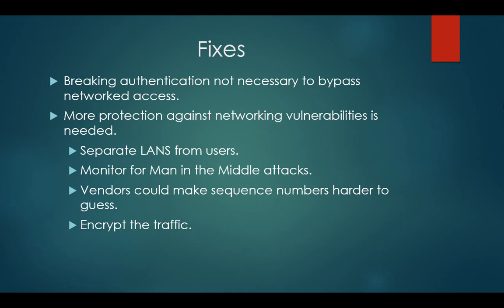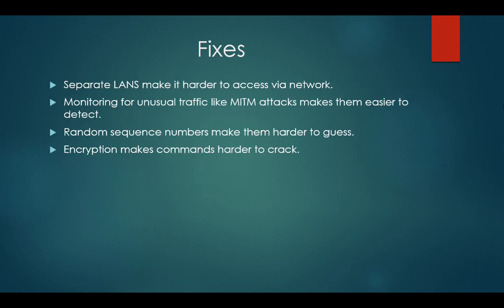Several ways that vendors could help make this attack less susceptible is by making sequence numbers harder to guess or random. Another way is to encrypt the traffic when creating the program. These fixes should make it harder for hackers to access the door controller via the network in any other way.